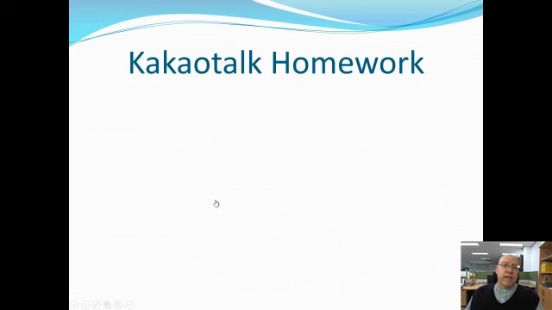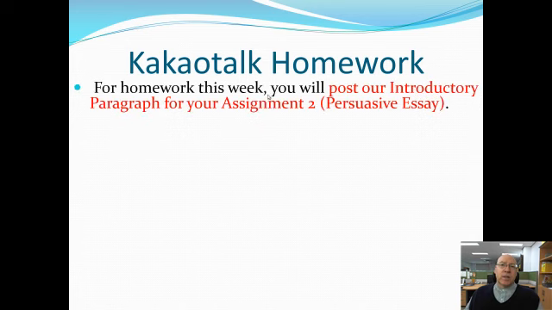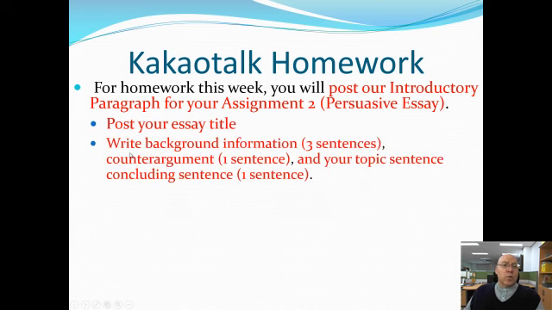Now here's what I want to see. Okay, your Kakao Talk homework. Again, there's no conversation homework. There's no handouts or anything like that. But here I want to see your guys' first paragraph for your essay. So for homework this week, you will post your introductory paragraph for your assignment to your persuasive essay. So this would have been part A for the outline that it gave you. So the introductory paragraph, you're going to post your title. Okay, post the essay of your title. It's the same title that you used for your persuasive paragraph, your assignment 1. Write background information, so 3 sentences for your background information. Counter argument, 1 sentence, and your topic sentence.